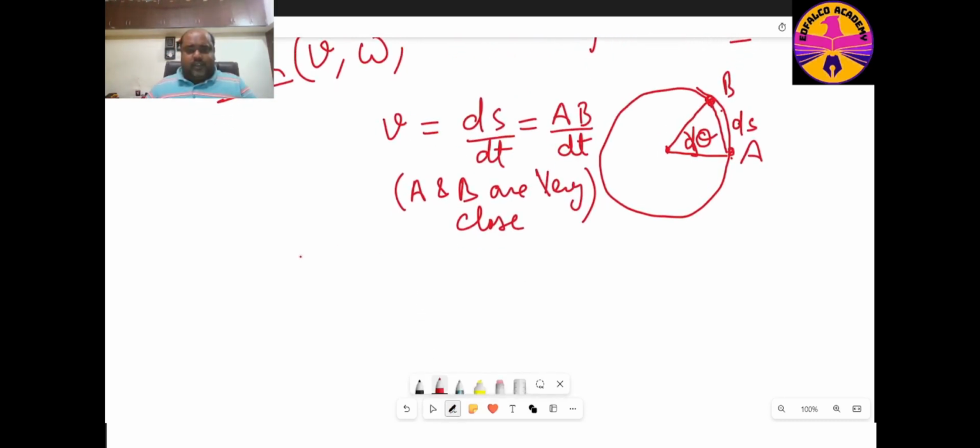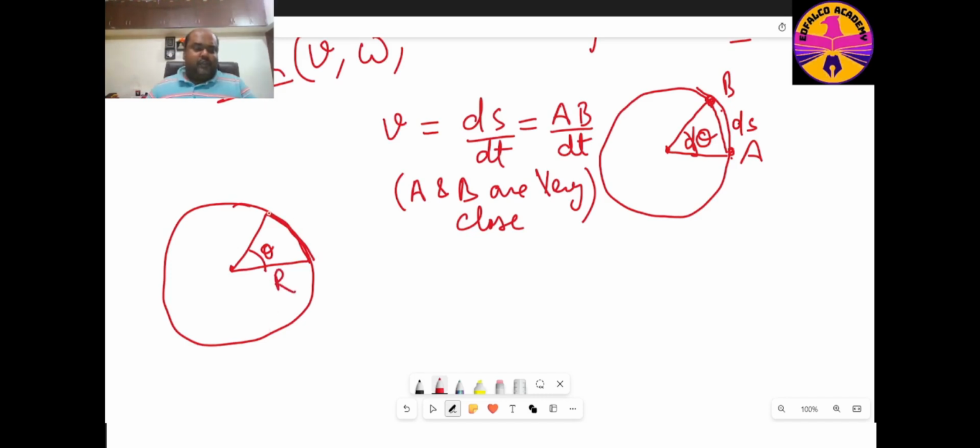Now, before we move on to describe the relation, we should understand one thing: in a circle, if you have an arc which is subtending an angle of theta, and the radius of the circle is, let's say, r, then the length of this arc becomes equal to theta into r. Many of you might already be aware, but for understanding purposes, I will briefly explain why. It is based on the definition of radians. By the way, this theta has to be in radians.